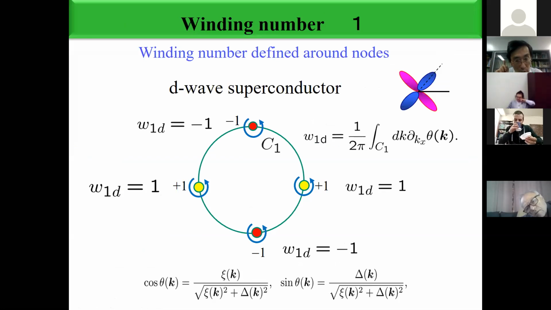If we integrate around a nodal point, it is possible to define a winding number. So let's look at this d-wave superconductor. If we count the winding number at this red nodal point and yellow nodal point, it becomes -1 and -1, and also +1 and +1. How does it become like that?